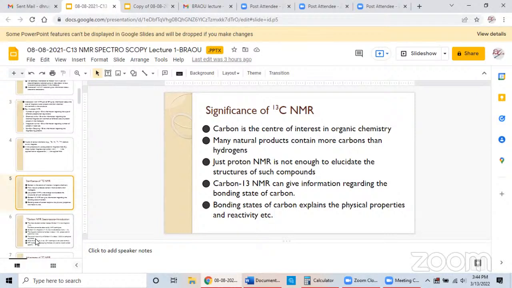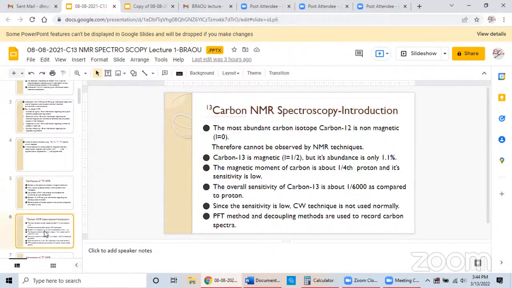Though proton NMR is very, very helpful in structural elucidation, sometimes it is very difficult because of various reasons, because of structural complexities. So when you are facing this problem, if you take C13 NMR, it will be very useful. That is the significance.